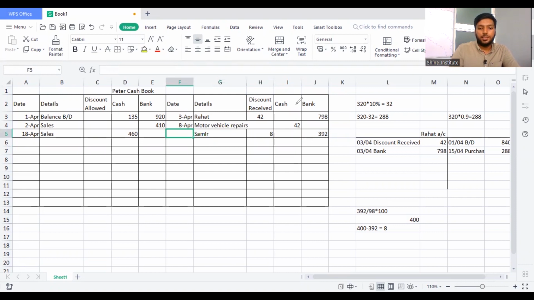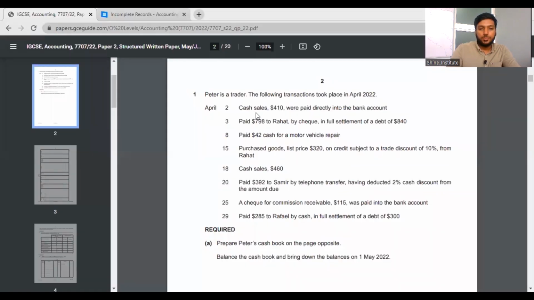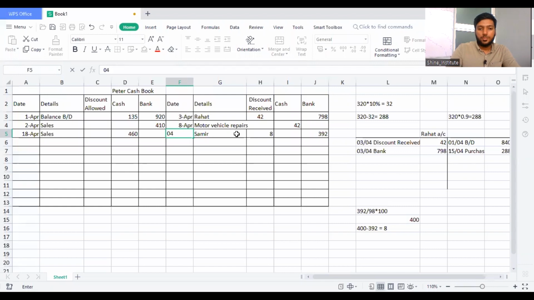What's the date this transaction is happening, guys? It is going to be 20th April. So I'll write here 20th April. Easy as that. So we are not yet done. We have few more adjustments to do.